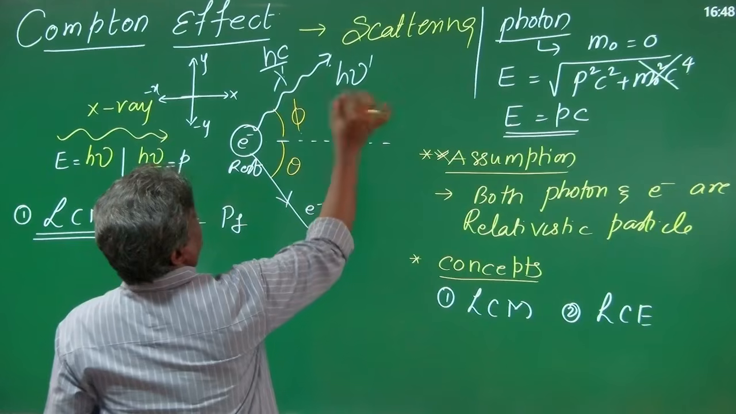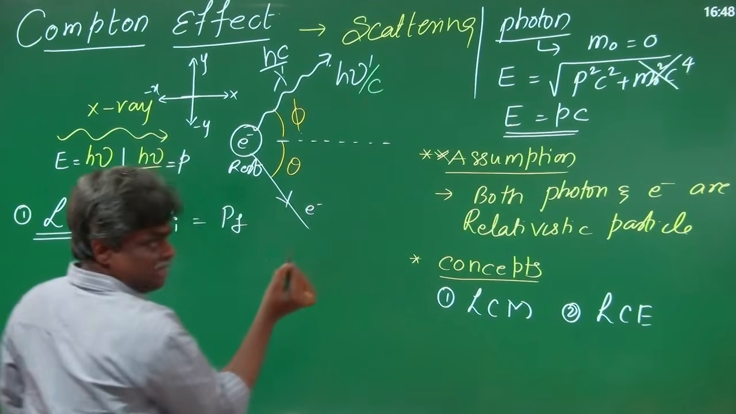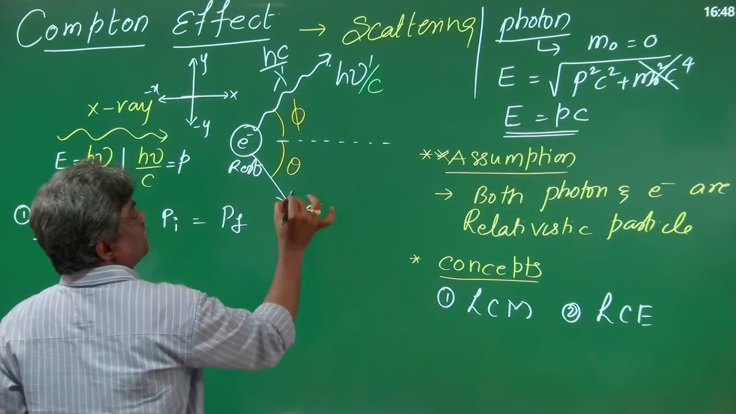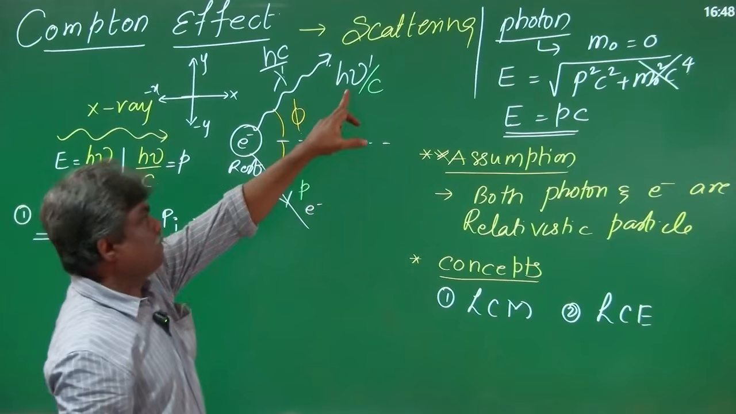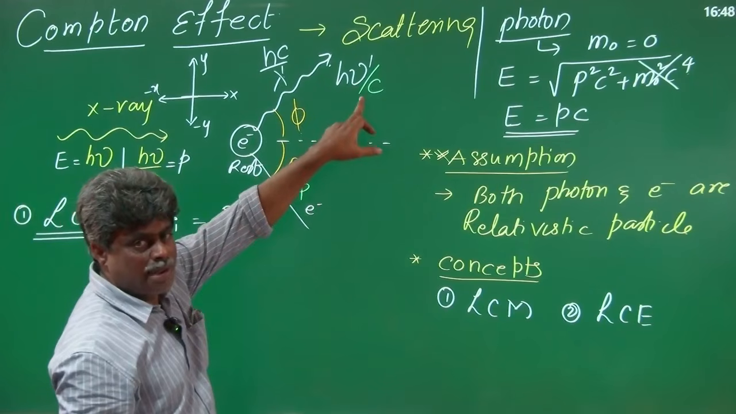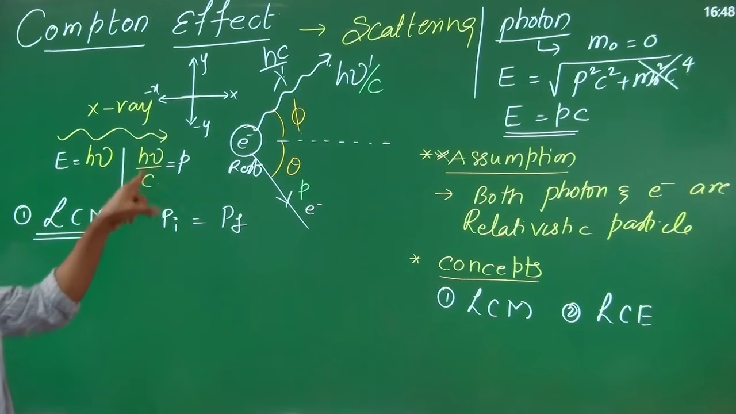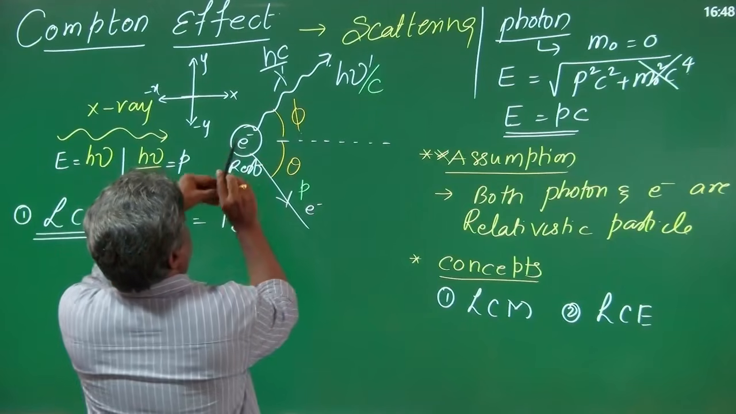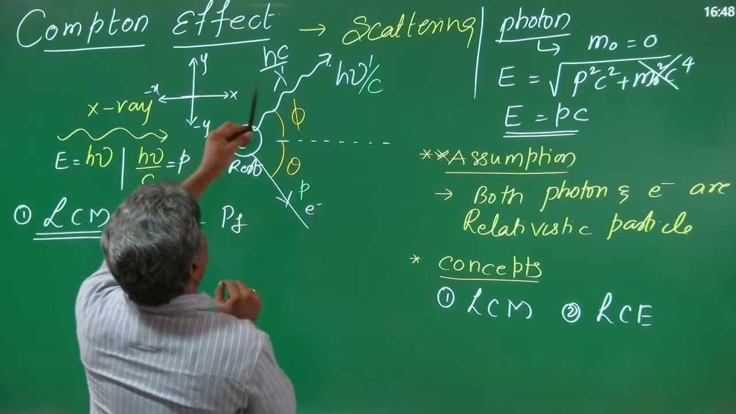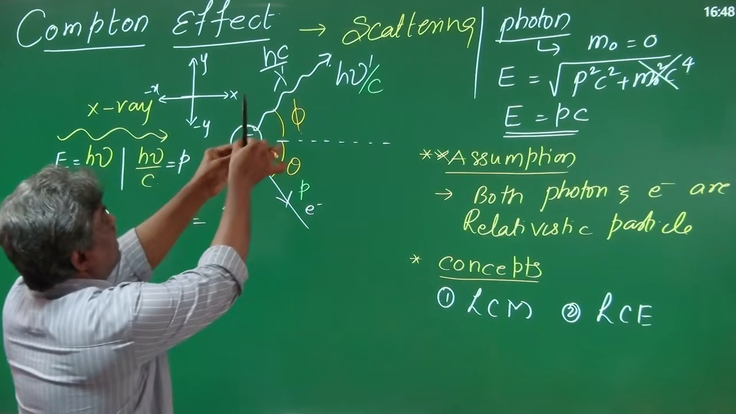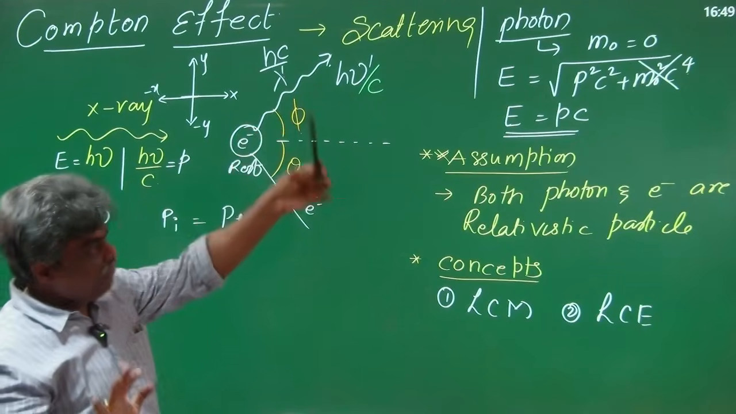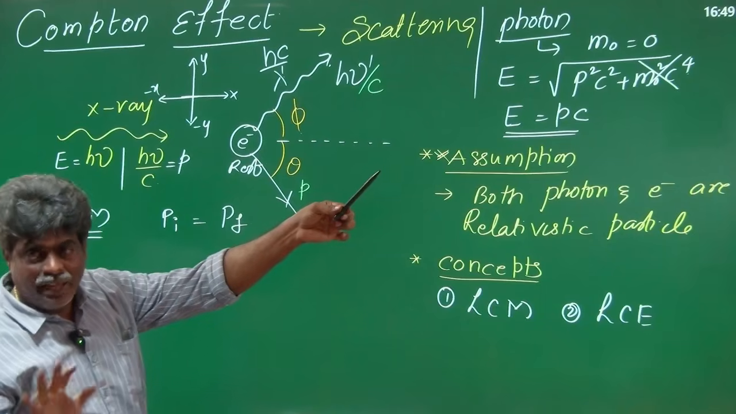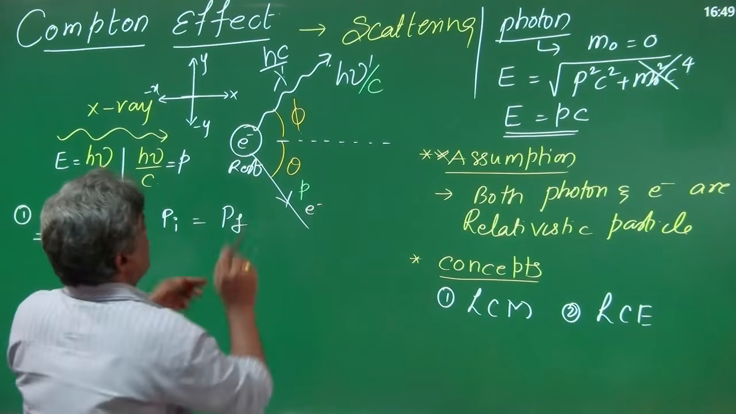Because here what is the momentum we have? h nu prime by c, and I am assuming the electron momentum is p. P stands for electron momentum. Photon momentum h nu prime by c. Initial momentum h nu by c. Everybody got it? Good. Whenever any vector is horizontal or vertical, no need to resolve. Whenever a vector is inclined, then you must resolve. So I am going to resolve.